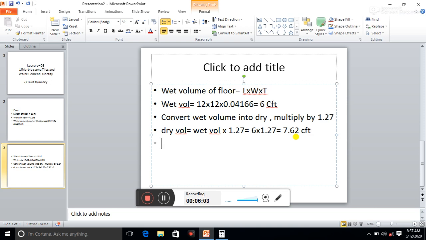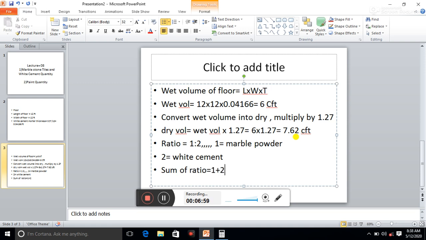Okay, so for marble stone we use marble powder and white cement having ratio 1:2. So 1 is equal to marble powder, while 2 is equal to white cement. Okay, so the sum of ratio is 1 plus 2, which is equal to 3.